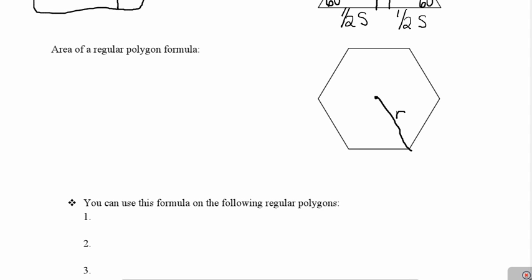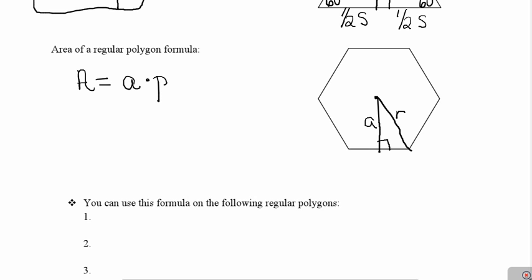So we have a radius, and then if I were to drop a segment perpendicular to the side of my polygon from the center point, this is known as the apothem of our regular polygon. So it's the distance from the center to the side, the perpendicular distance from the center point to the side of our regular polygon.